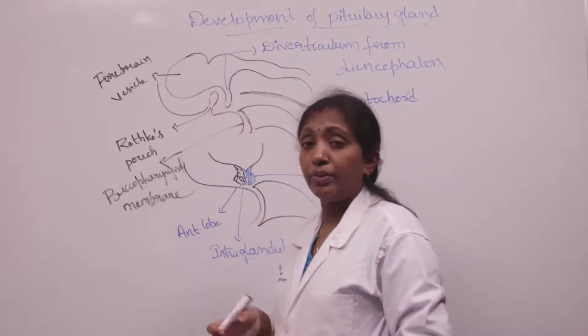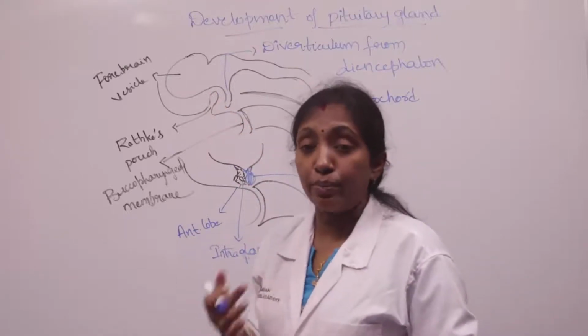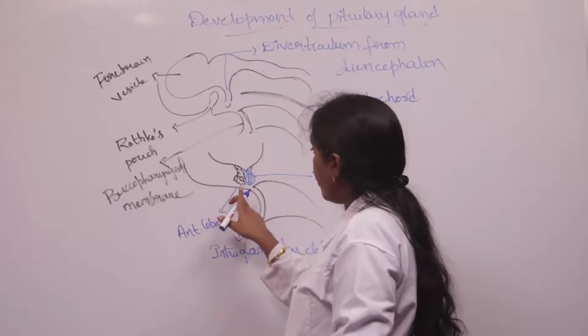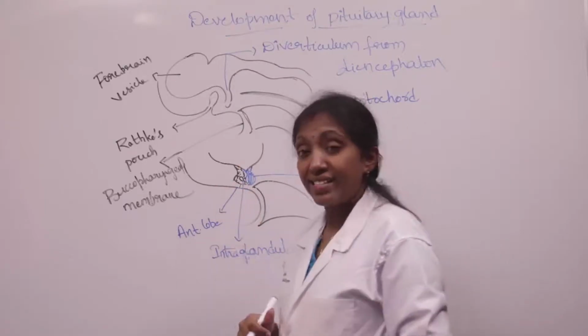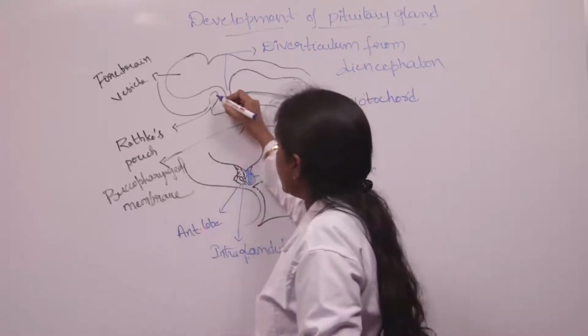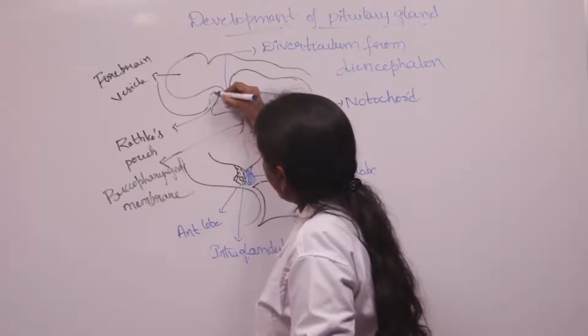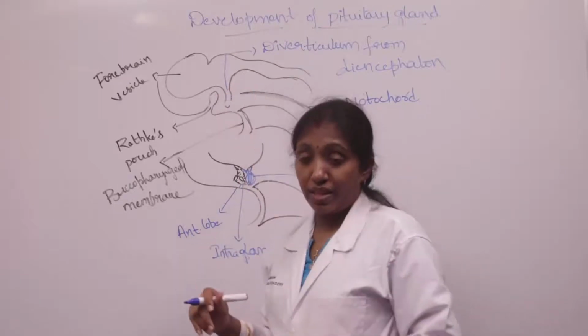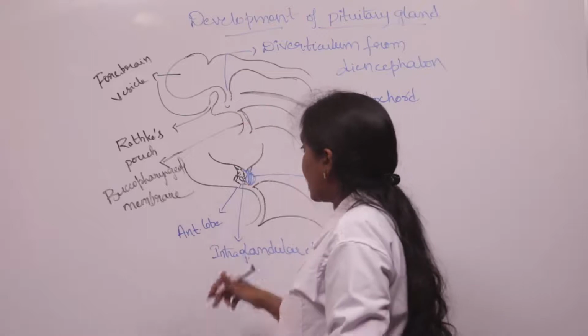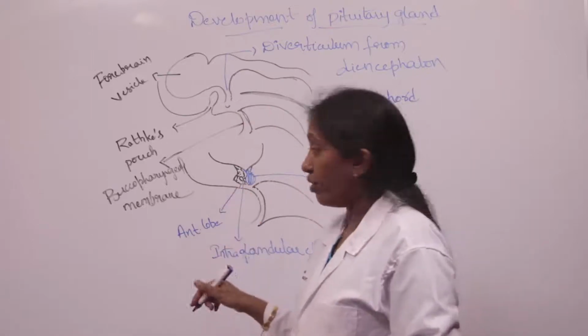Here, the cells of Rathke's pouch, the cells of the ectoderm, proliferate and give rise to pars anterior cells. So this diverticulum remains as a cleft, and that is called the intraglandular cleft.